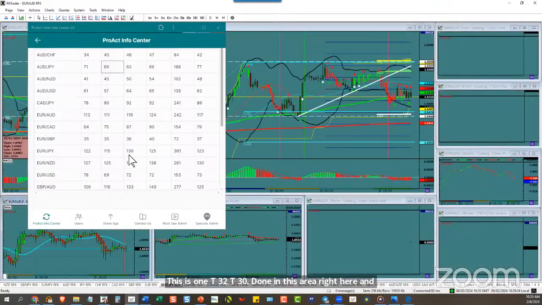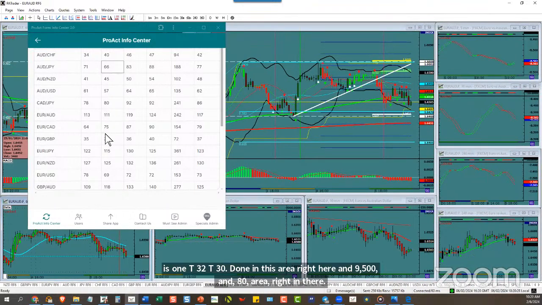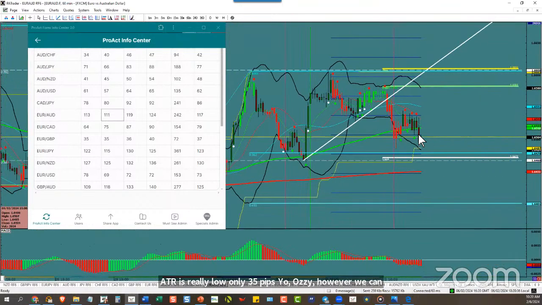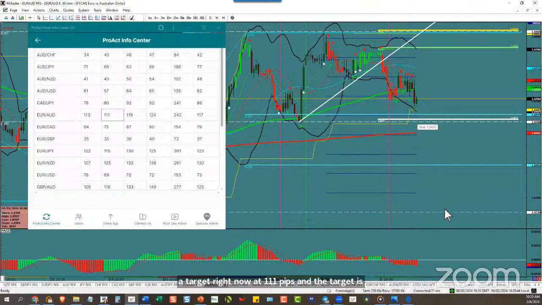Can't trade the euro pound because the euro pound ATR is really low, only 35 pips. Euro Aussie, however, we can. It's got an ATR of 111 pips, and we're almost at target right now at 111 pips. And the target is 64.68. After 5 o'clock, you're going to get a new ATR. All right, watch for this to go down.